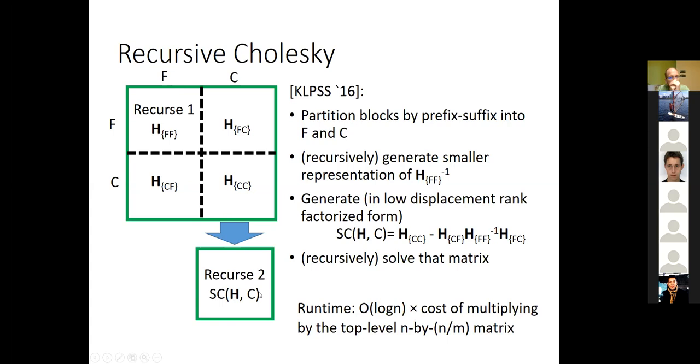So the runtime of this comes out to about order log n times the cost of multiplying the top level n by n over m matrix, which we know, by this fast Fourier transform or convolution type thing, takes time roughly n times n over m to the omega minus one.